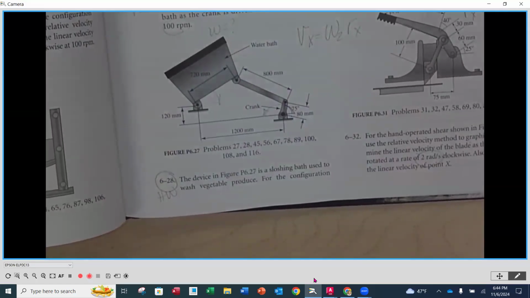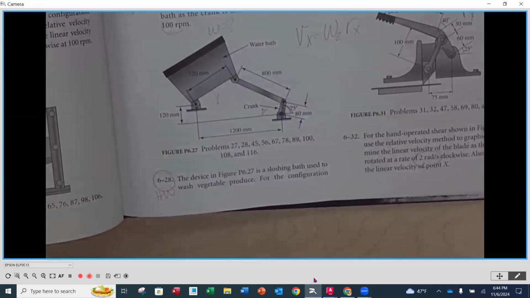So your lines of action for your vectors will be the same, but the velocity vector will be different because it's going at a different speed and it's going in a different direction. But process-wise, exactly the same.